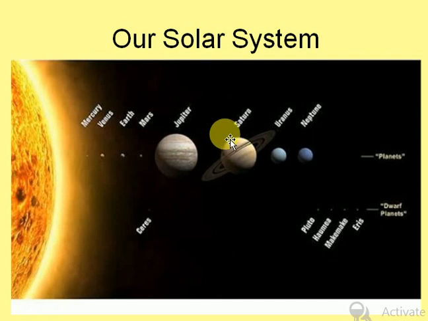While Jupiter, Saturn, Uranus and Neptune are outer planets. They are far from the Sun, so they are outer planets. So now you know the difference between the inner planets and outer planets. The inner planets are Mercury, Venus, Earth and Mars, and Jupiter, Saturn, Uranus and Neptune are your outer planets.